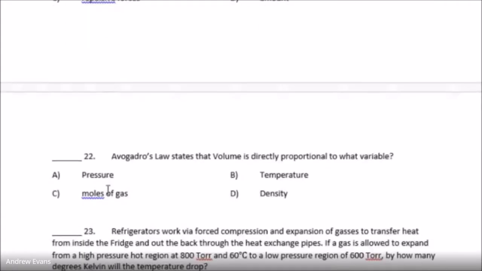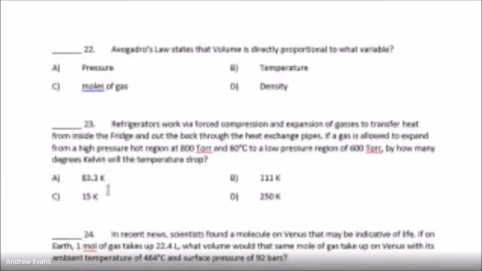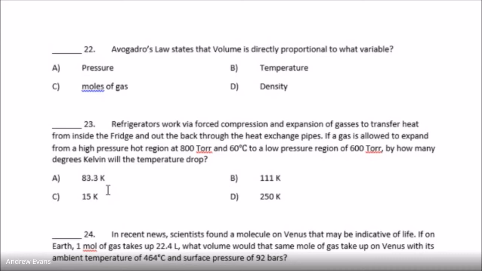Easy one. They have a lot of gas stuff. Avogadro's law states that volume is directly proportional to what variable? Once again, I'm not going to ask you to name the laws on this one. I don't have 25 questions. I have 20 questions. So 5 less questions to work with.